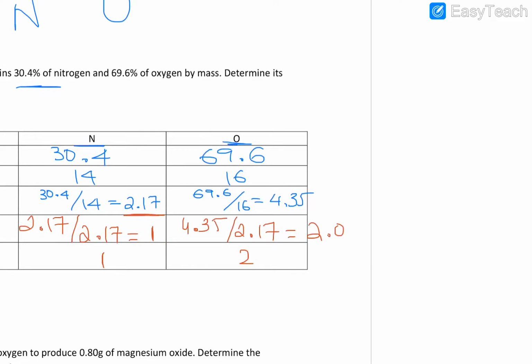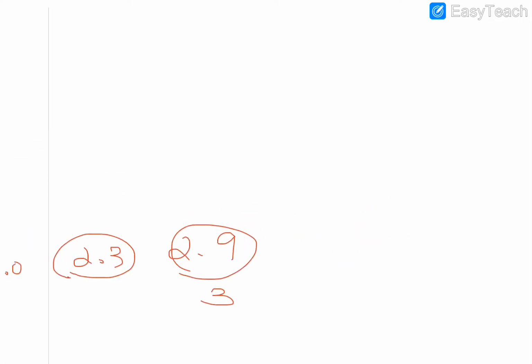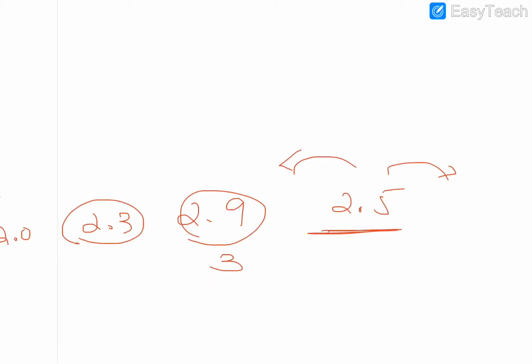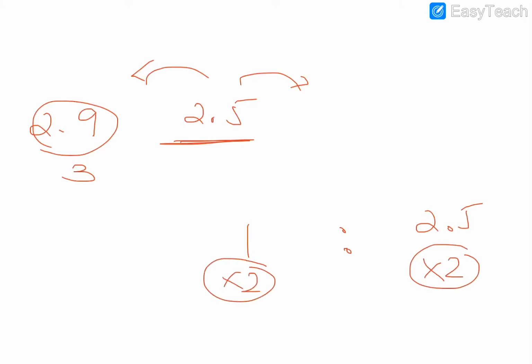Let's say here I would have got 2.3. I would still round it down to 2. If I would have got 2.9, I would have rounded it up to 3. But if I would get 2.5, I cannot round up or round down. What I will do, I will keep it as 2.5. So let's say I would have got 1:2.5. What I would do is I would times this by 2 and I would times this by 2.